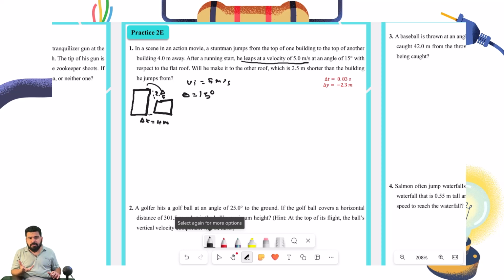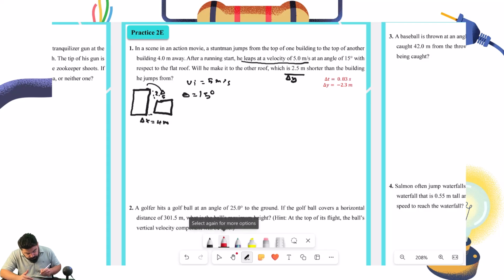Okay, in order to find if he makes the jump or not, I need to find the height of the other building. The only information that he has given me about this is that building is 2.5 meters shorter than the other building. Okay, so it doesn't give me the height. So this one is delta y for that building, be careful. Oh, it's the difference of the height, which is 2.5 meters. So what am I going to do? I'm going to first find delta t and then find delta y.